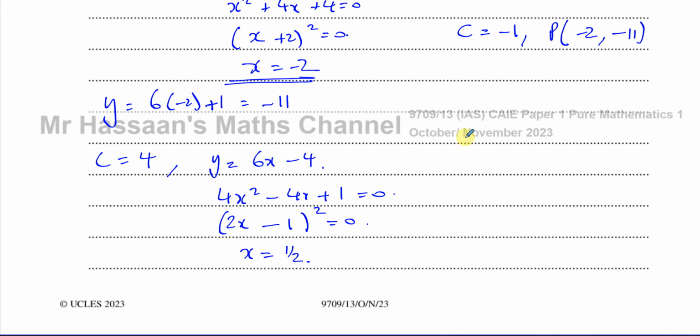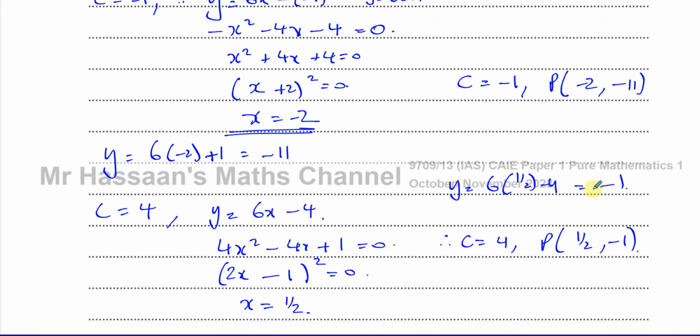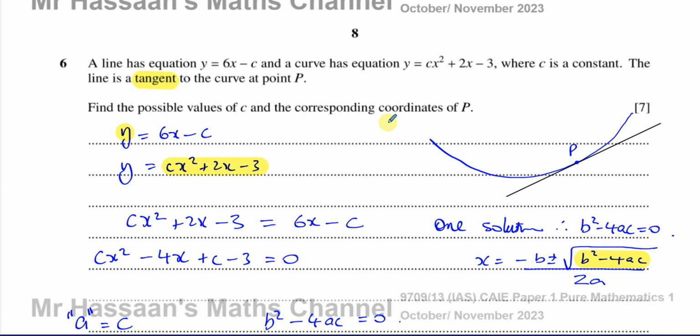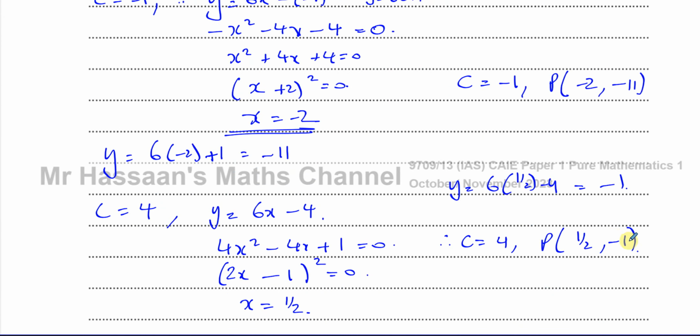So we know that when c equals 4, we can now find what y is. y equals 6 times a half minus 4, which is 3 minus 4, which is minus 1. So therefore, when c is equal to 4, then P is equal to a half and minus 1. So those are the two possible values of c and the two possible coordinates of P corresponding to them. So that's one way of answering this question, which is probably the easiest way.